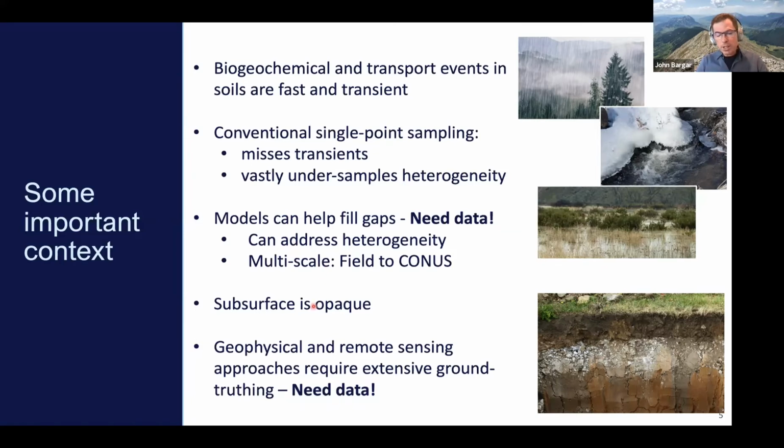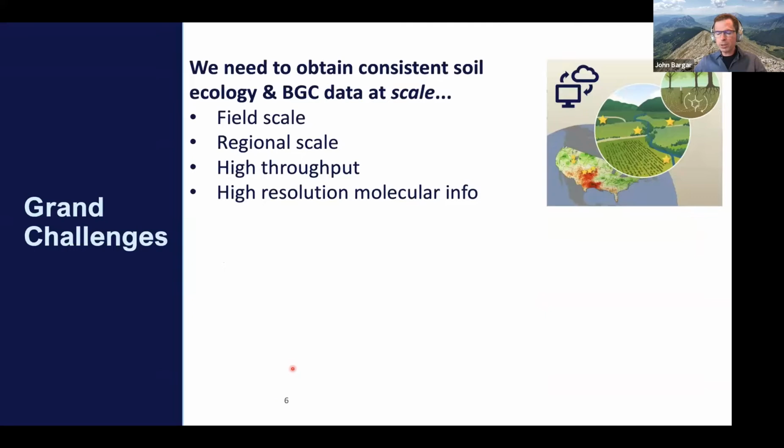Another big problem is the subsurface is opaque. We can't just look down there and see what's happening, and it's really difficult to access it. It can be done, but it's expensive. It takes a lot of time. There's a lot of promise that geophysical and remote sensing approaches will allow us to infer molecular states and processes that are occurring below ground. But at this point in time, they're really nascent. We really need this molecular data in order to do the ground truthing that will allow us to do this.